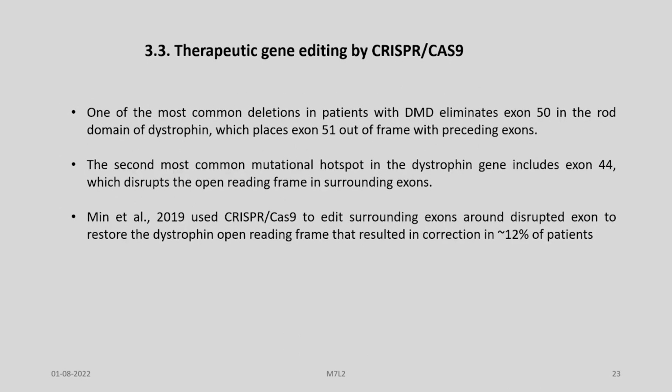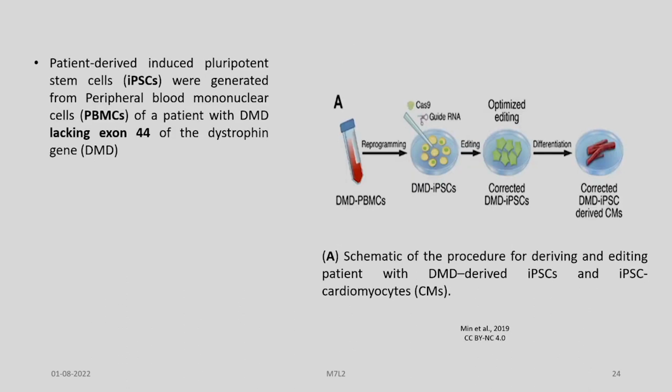One of the most common deletions in patients with DMD eliminates exon 50 in the rod domain of dystrophin, which places exon 51 out of the frame with preceding exons. The second most common mutational hotspot in the dystrophin gene includes exon 44, which disrupts the open reading frame in surrounding exons. Min et al. used CRISPR Cas9 to edit surrounding exons around the disrupted exon to restore the dystrophin open reading frame, which resulted in correction in about 12% of the patients.